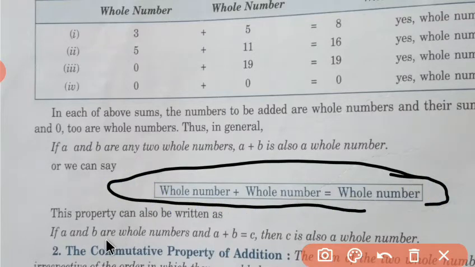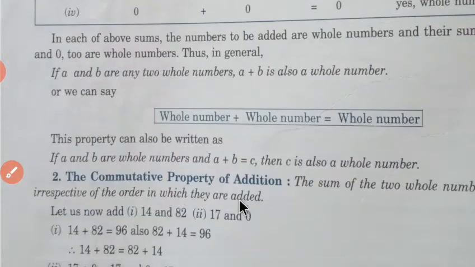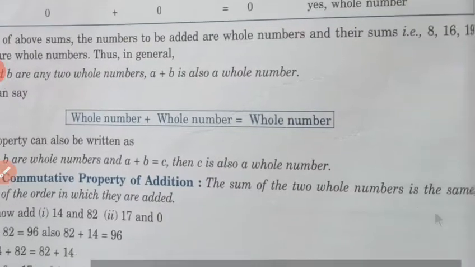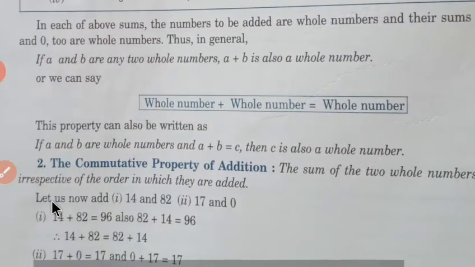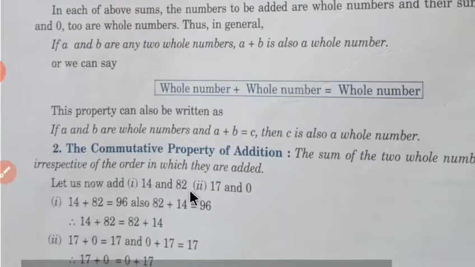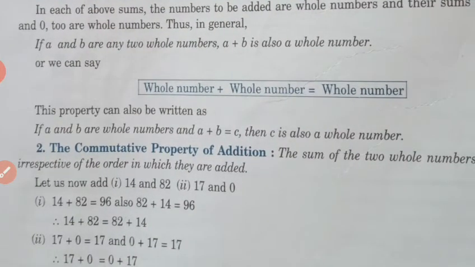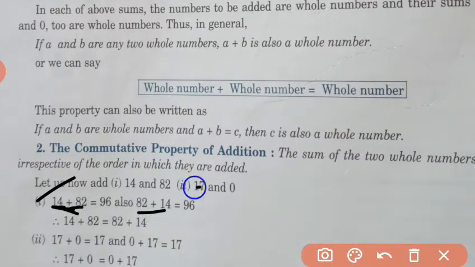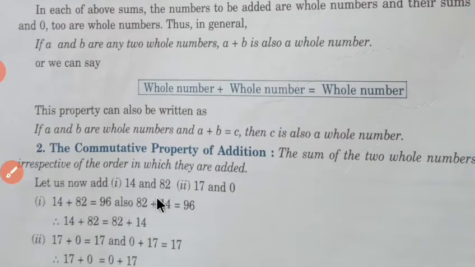Then the next property, the commutative property of addition. The sum of two whole numbers is the same irrespective of the order in which they are added. Here we are taking any two whole numbers, and we see that if we change the order of the numbers, the sum will not change. Let us see by one example, 14 and 82.